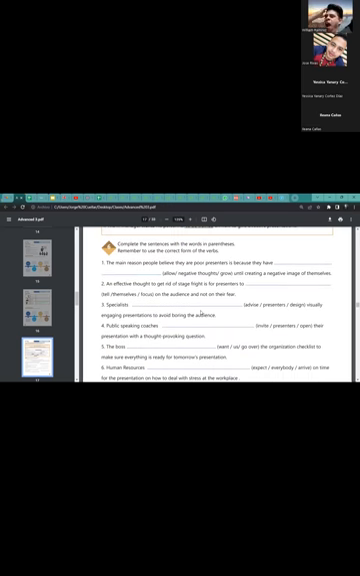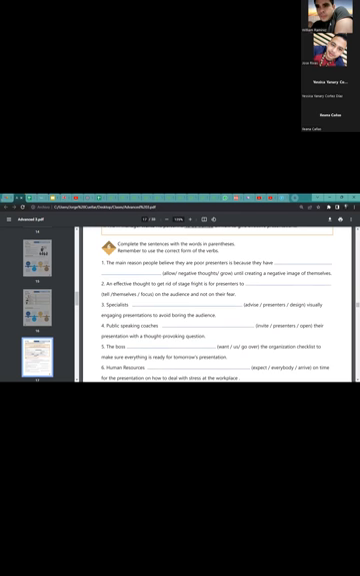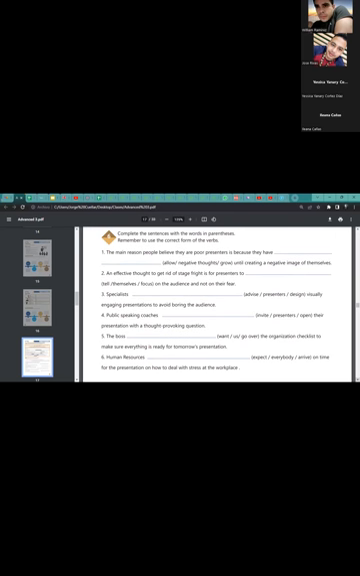Okay, so this is the exercise. Complete the sentences with the words in parentheses. Remember to use the correct form of the verbs. In the parentheses, you will find the main verb, the noun, and the second verb. That is going to be kind of easy, I believe. So my friends, I will give you a few minutes to complete this exercise. If you have questions, let me know, and then we're going to check together. Six sentences.